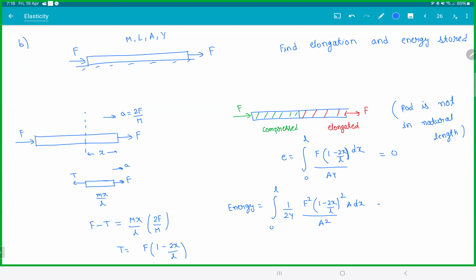So you integrate this thing. Anyone got an answer for this? F square by 3, F square by 6. Integrate. Anyone got this? I will leave it to you. You can integrate this much though. But be clear with the steps.